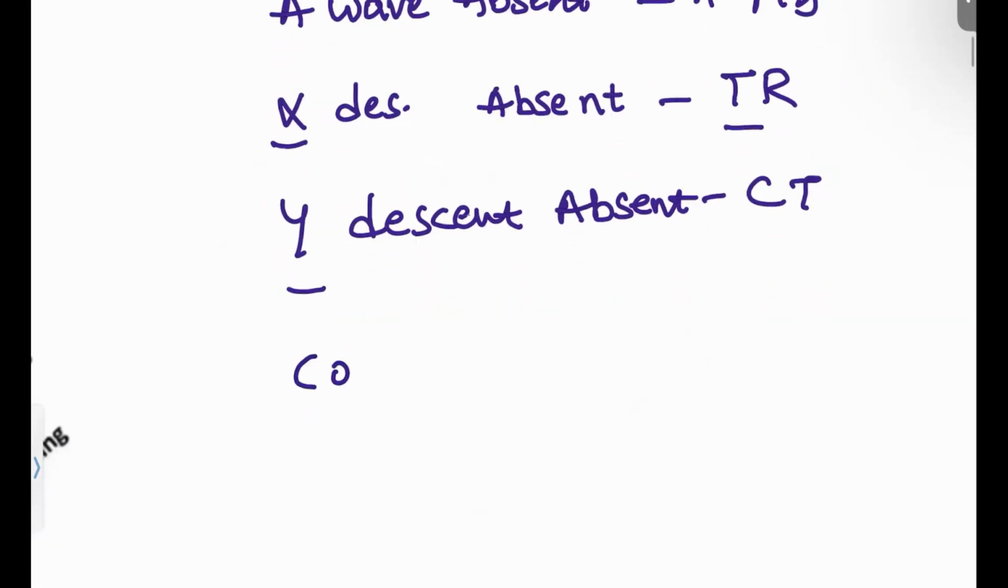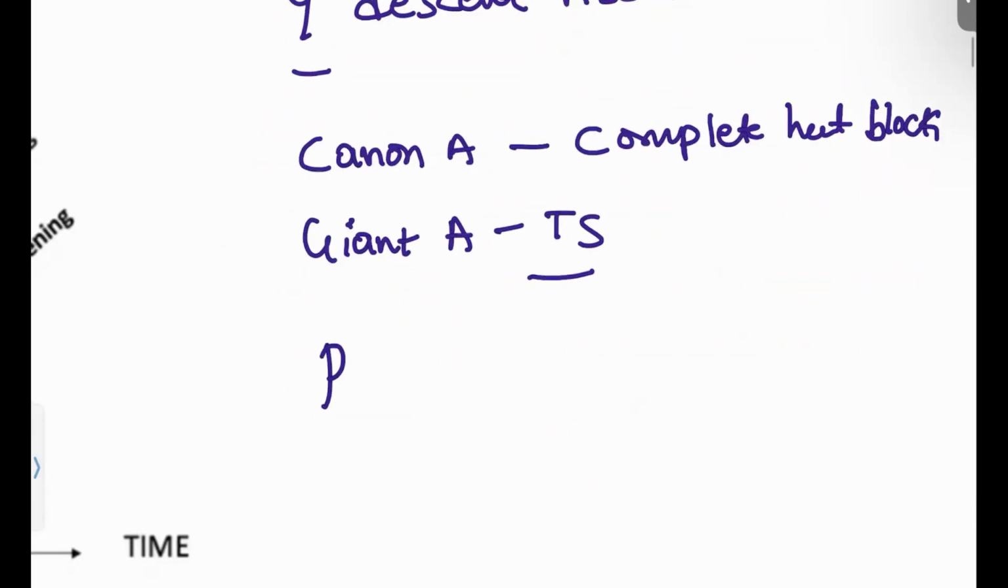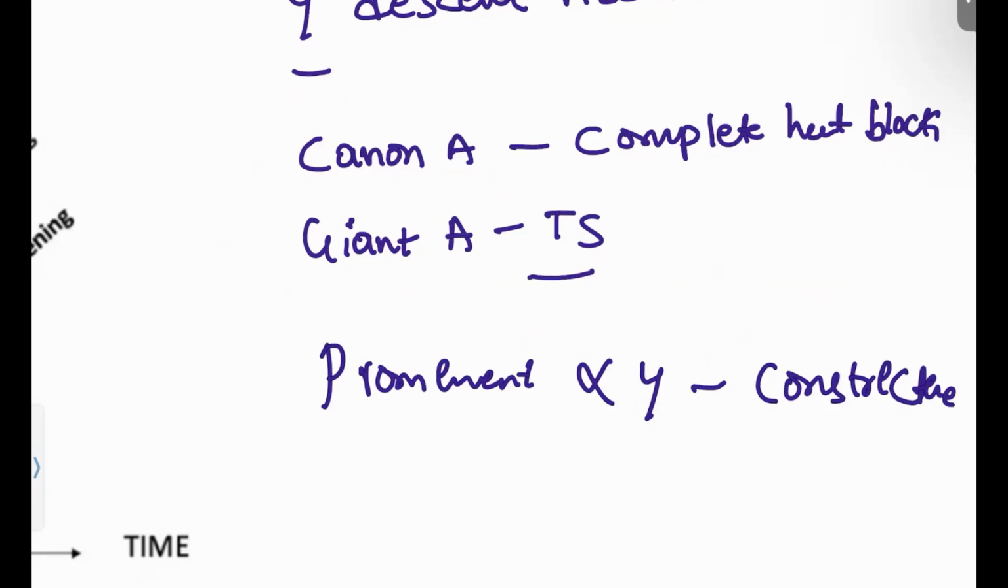And also cannon A waves. Cannon A waves are seen in complete heart block. Patients who have complete heart block, this is seen. And giant A waves are seen in tricuspid stenosis. Okay, tricuspid stenosis. And prominent X and Y descents are seen in constrictive pericarditis.